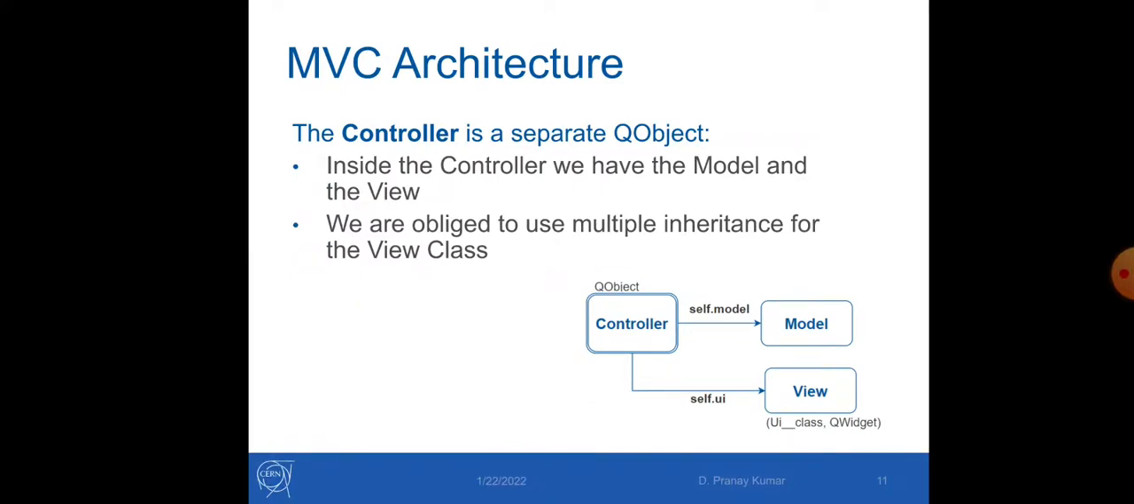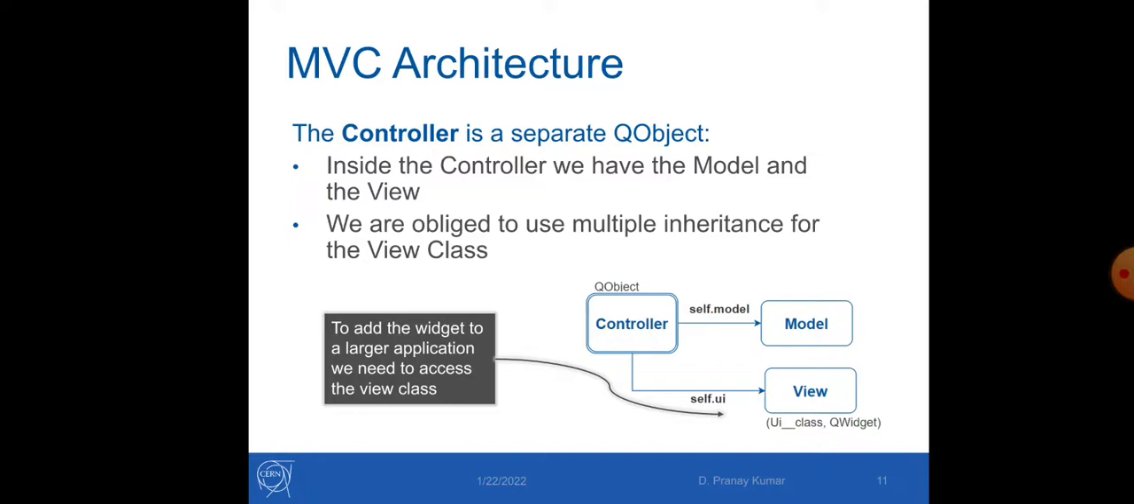What is MVC architecture? It's the controller. The controller is a separate Qt object. Inside the controller we have the model and the view. We are obliged to use multiple inheritance for the view class. Here you can see the controller to model to view. The controller connects the model and the view, which is linked as self model and self UI. To add the widget to the larger application, we need to access the view class.